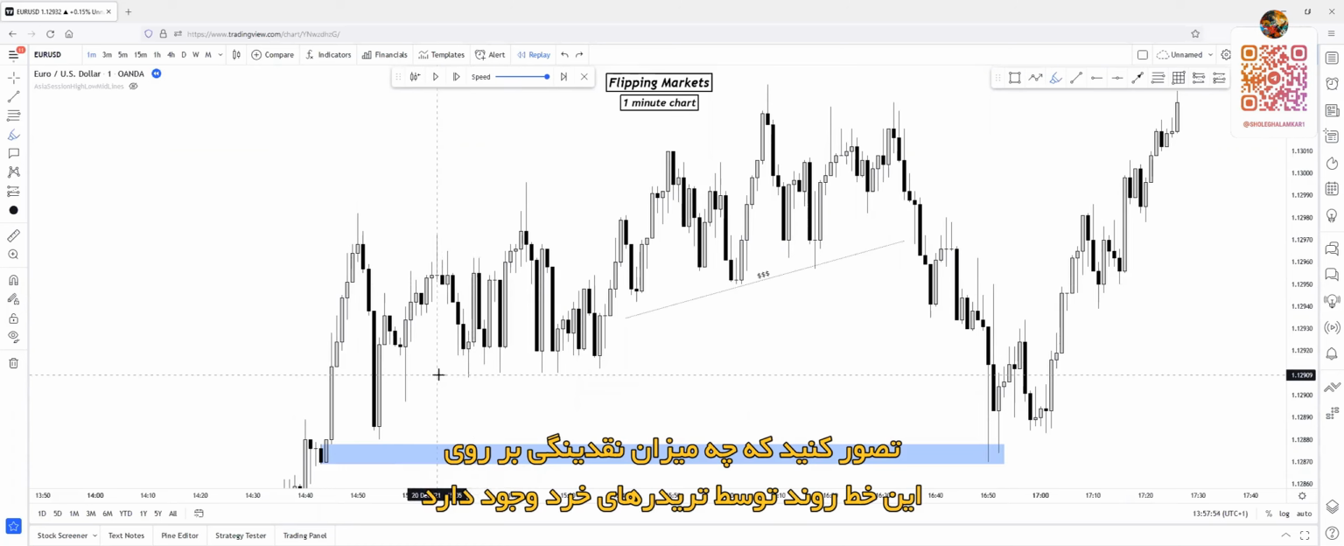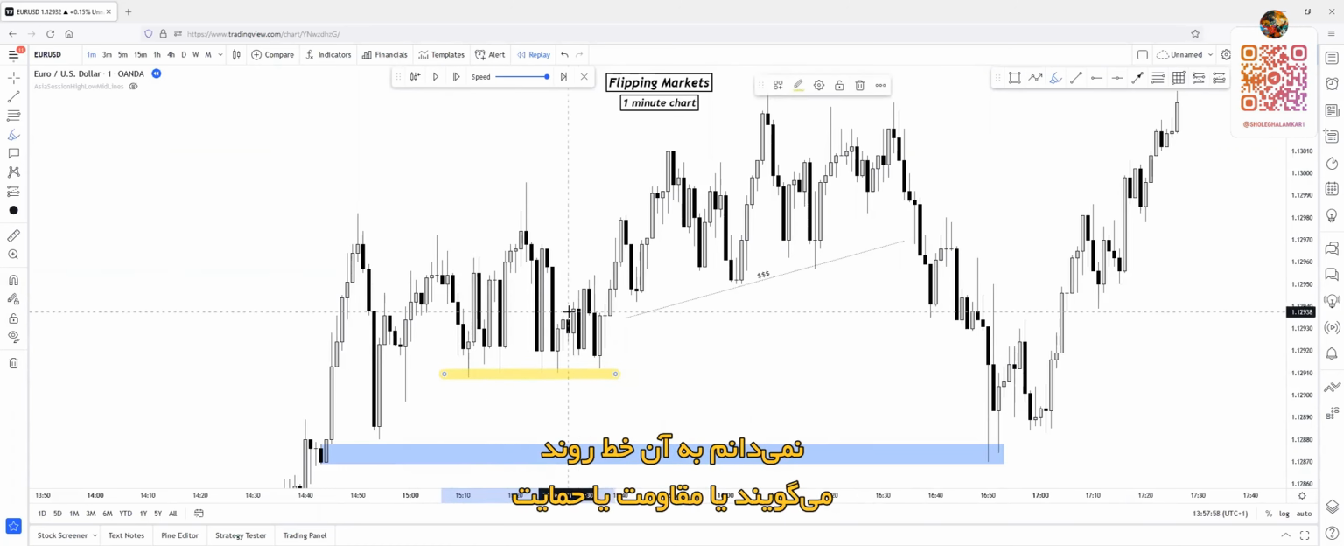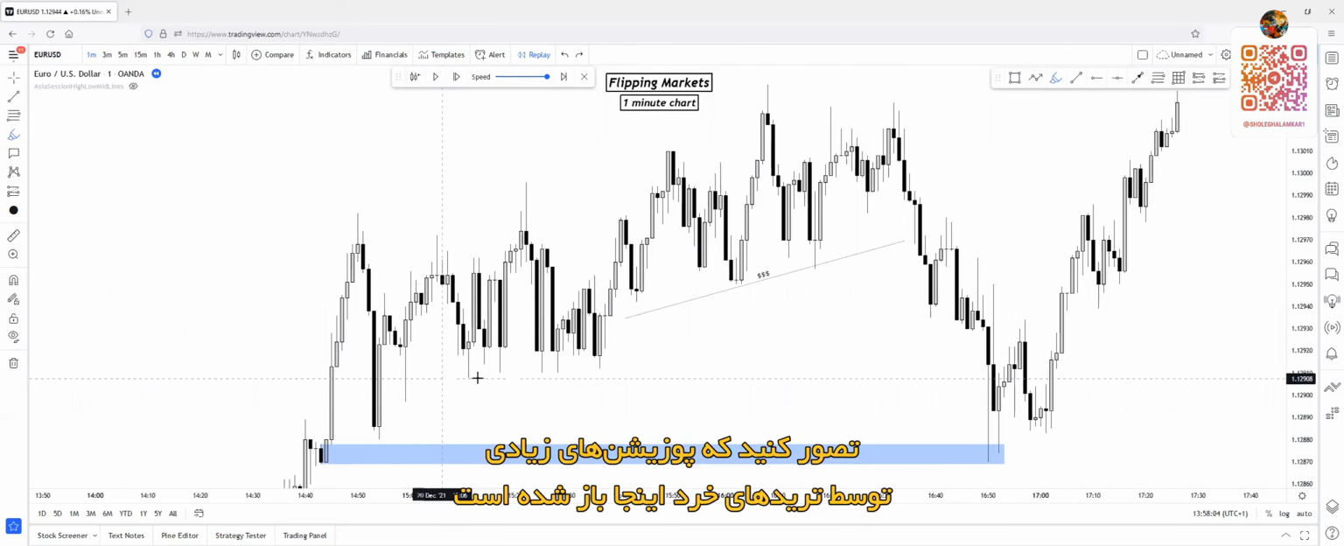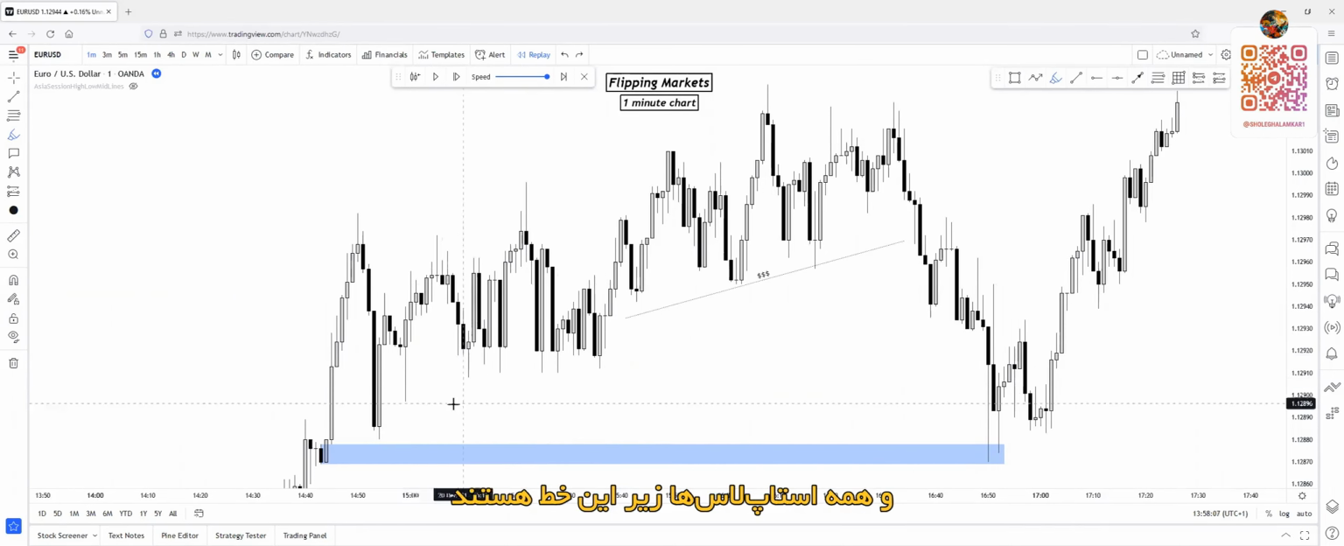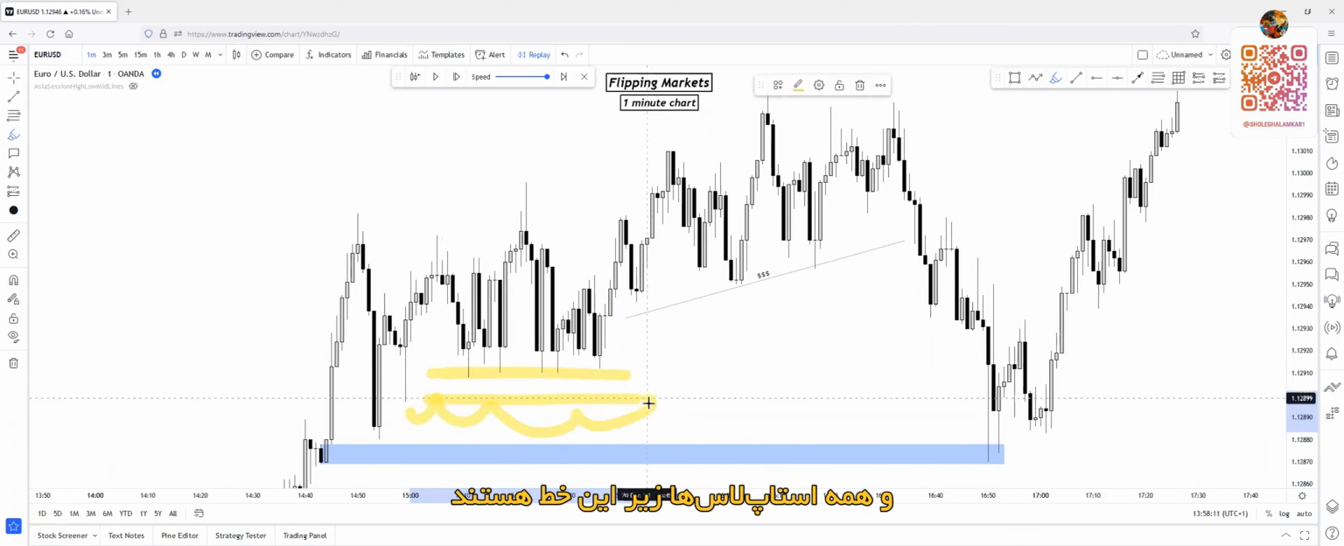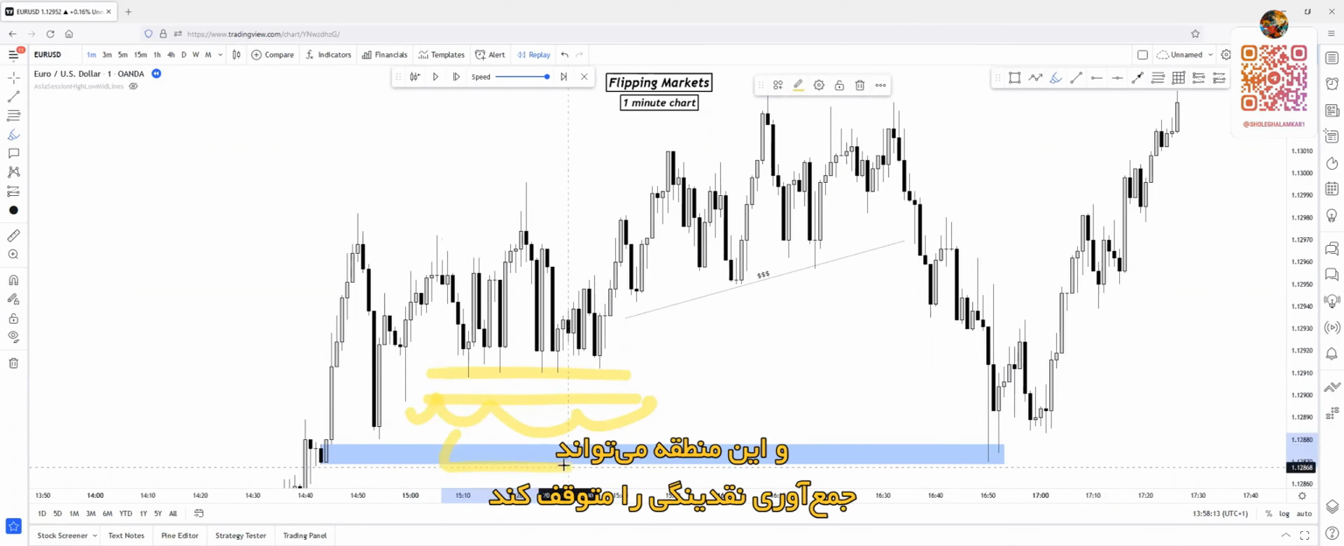So just imagine how many retail traders opened positions on this line, on the trend line, or I don't know how they call it, the resistance or support. So just imagine how many retail traders open positions here. So all of the stop losses are located below this line. So the stop loss is located somewhere here, and this zone could hold the liquidity sweep.